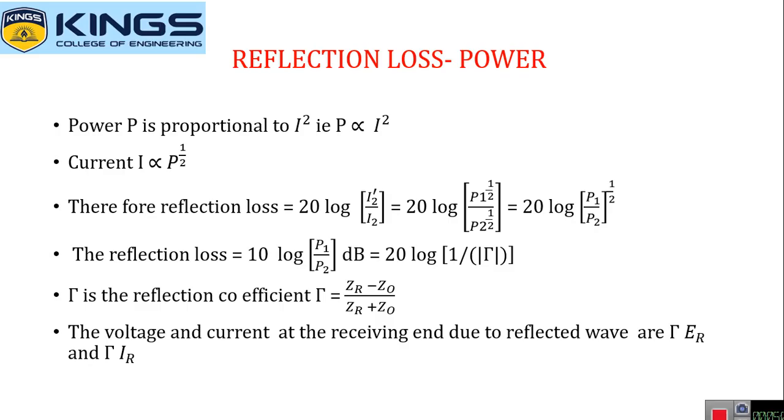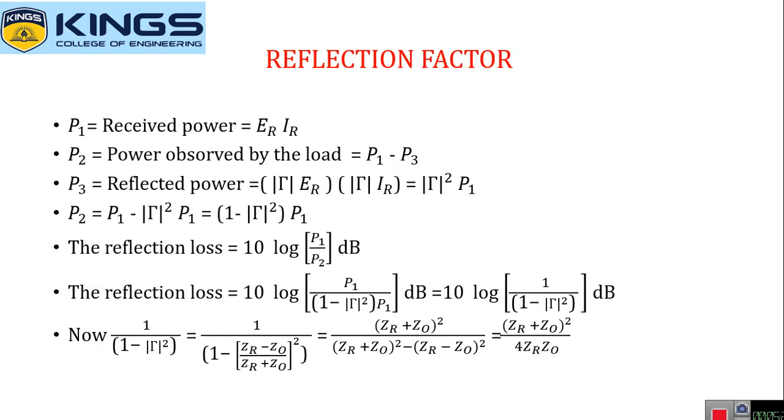So here the voltage and current at the receiving end due to the reflected wave are tau into ER and tau into IR, because that voltage and current are multiplied with the reflection coefficient. Here P1 is the received power at the receiver, ER into IR, normally P equal to E into I. P2 is the power absorbed by the load. P3 is the reflected power.